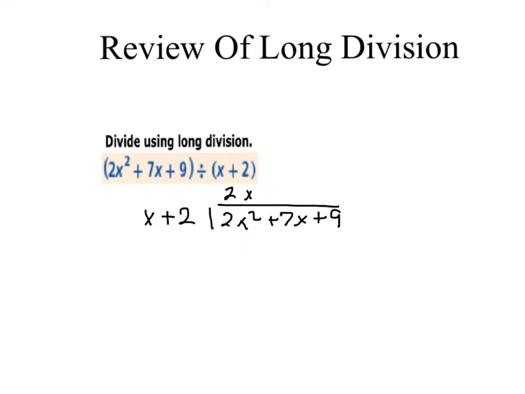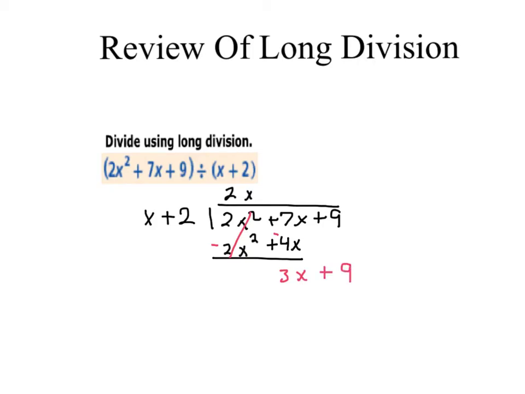We put the 2x right there. Then we take 2x times x gives us 2x squared. And remember, it gives us the same thing as what you saw right here. If it doesn't, we've done something wrong. And then we're going to take 2x times 2, and that gives us plus 4x. Then we're going to change the signs and add. This subtracts out. Here you get a 3x, bring down this 9.